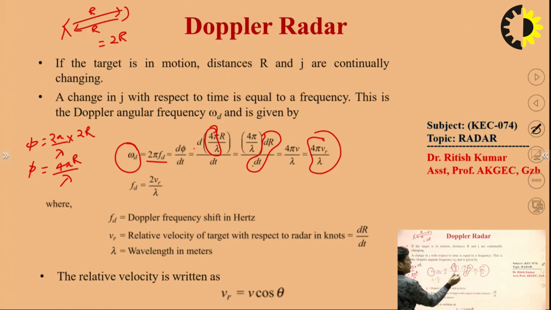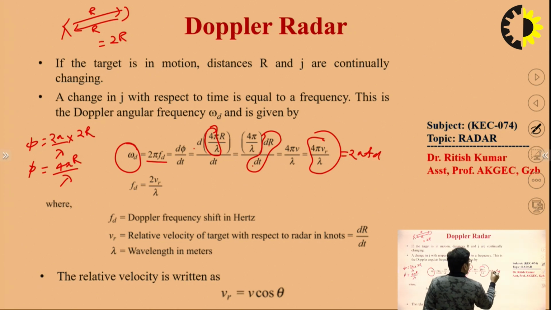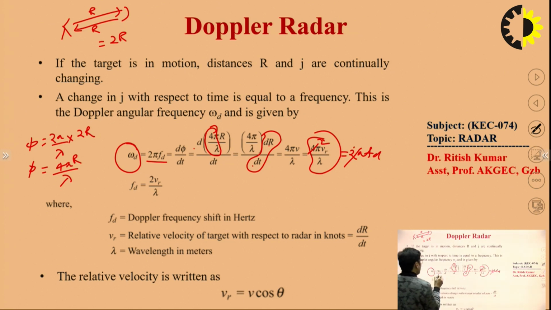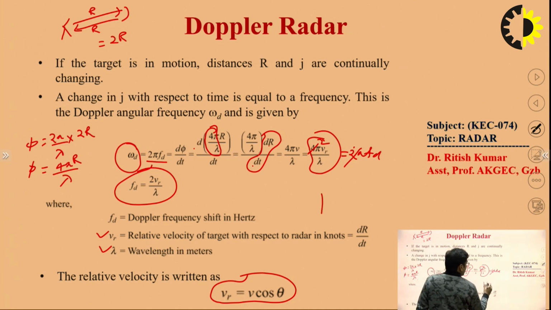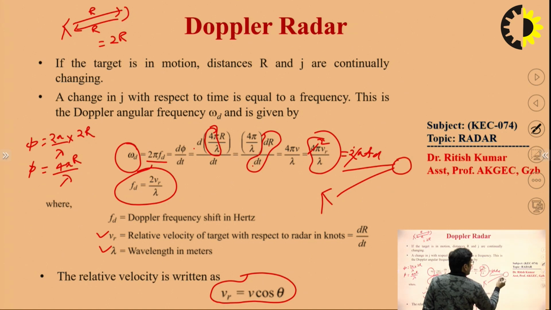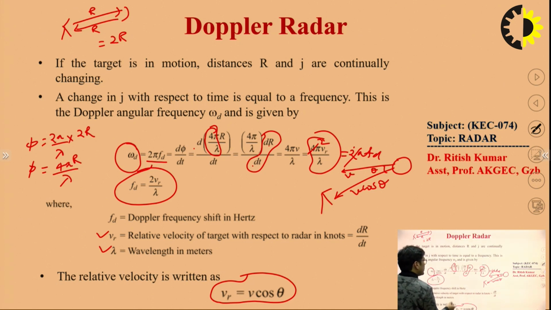Now this is equal to 2 pi fd. The 2 pi cancels out on both sides. Finally we have fd equal to twice vr upon lambda, where fd is the Doppler frequency shift in hertz, vr is the relative velocity of the target with respect to the radar, and lambda is the wavelength in meters. The relative velocity is also written as vr equal to v cos theta. Why? Because the target makes some angle theta with the line of sight, and v is the velocity of the target, so the relative velocity is v cos theta.